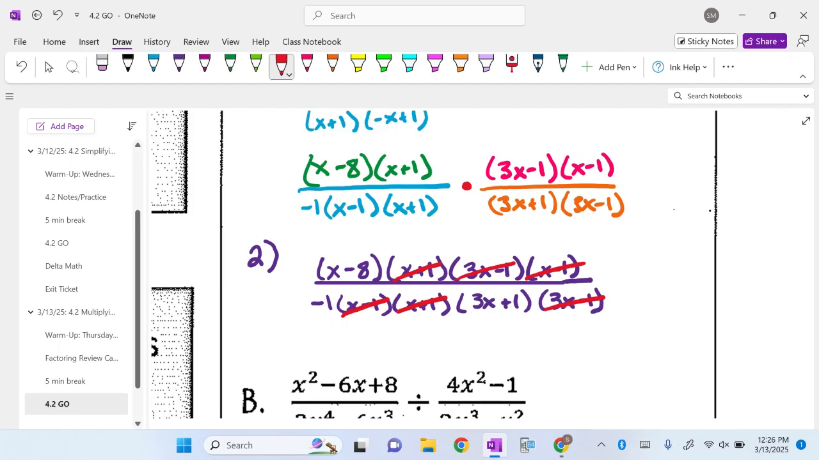All right, so we're pretty much done. Now, what am I left over with? So what's left over? x minus 8 over negative 1 times 3x plus 1.